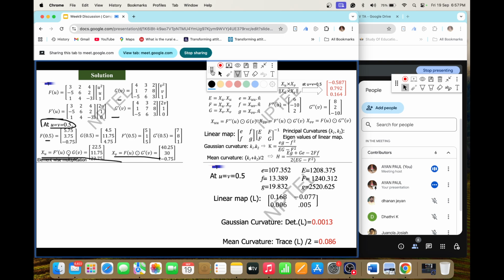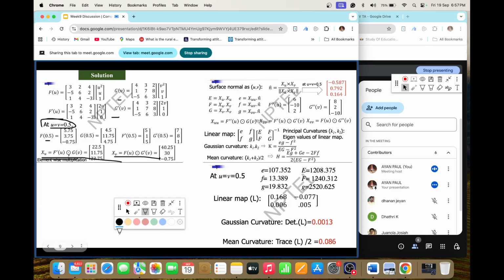Why are we calculating X u and X v? Because by this we can calculate the surface normal, which is given by this formula, as I have already indicated: X u cross X v divided by the mod of X u cross X v. We have to calculate at u equals v equals 0.5. So first of all, just calculate X u and X v, and after that you perform this, and then you can get the answer.